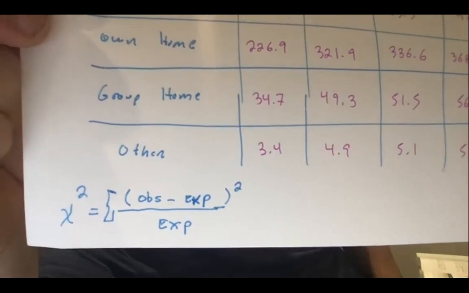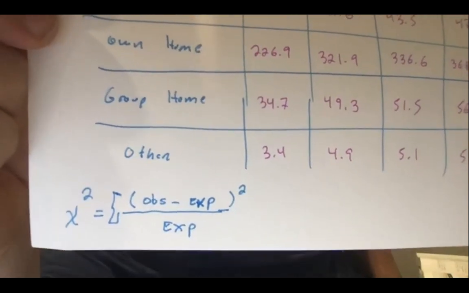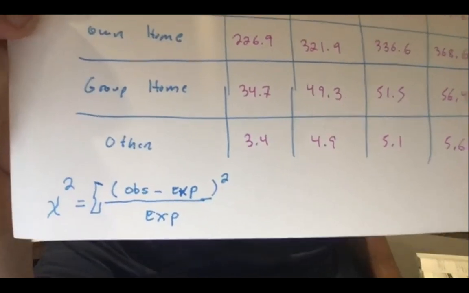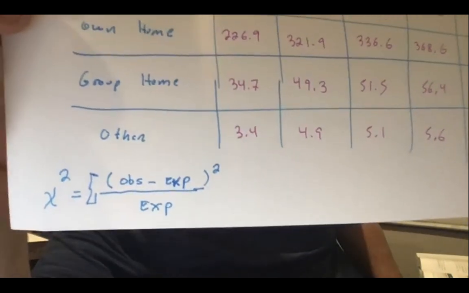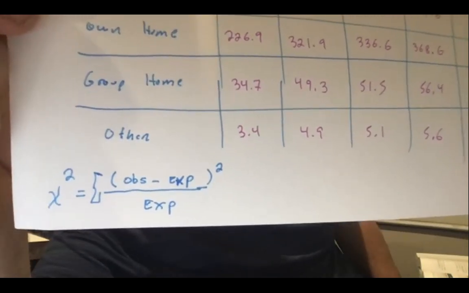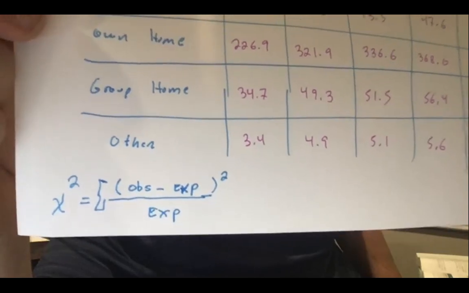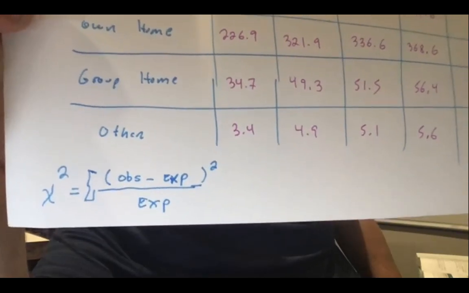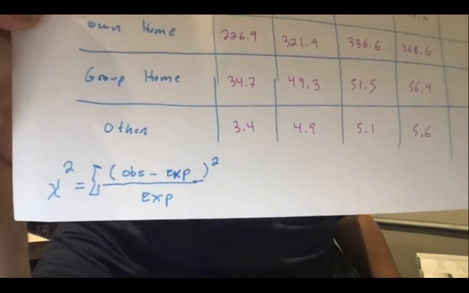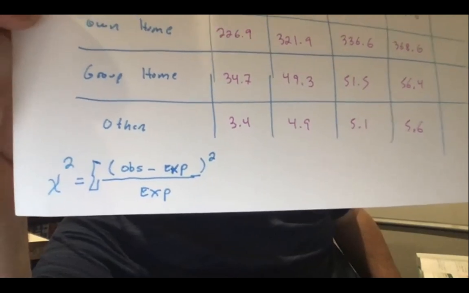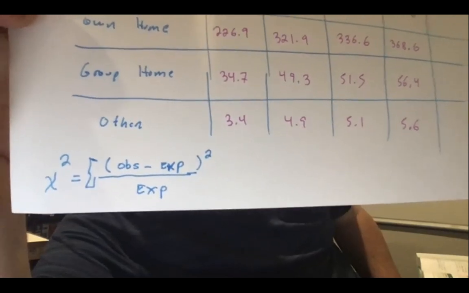observed minus expected squared over expected. So we are going to take every observed cell, subtract its counterpart, the expected cell, square that, divide by the expected, and add them all together. This is how we compute the chi-squared value. Observed minus expected squared all over expected. So for example, the first number we're going to do is we're going to take the top left observed value, which is how much?